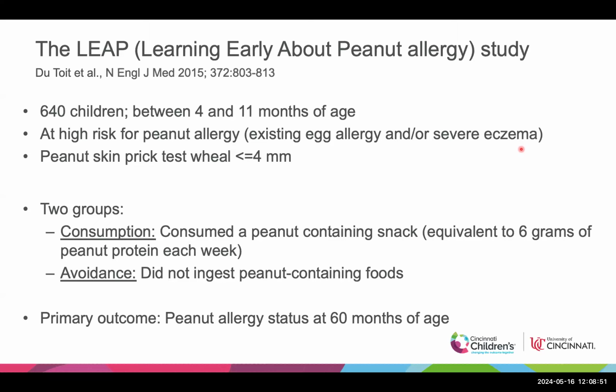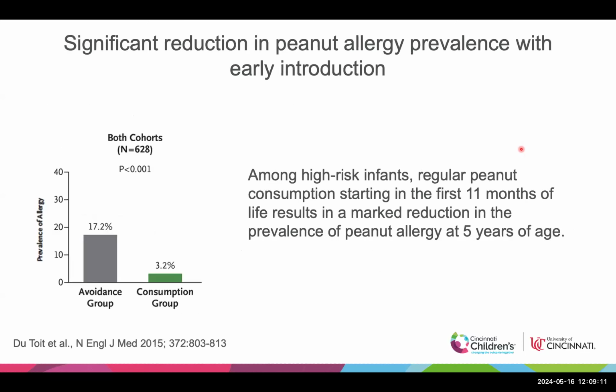A consumption group consumed a peanut-containing snack starting between 4 and 11 months old, when they were enrolled, until 60 months old. It's not only the early introduction, it's also the continued eating of the peanut snack. And an avoidance group did not ingest the peanut-containing food. The primary outcome was peanut allergy at 60 months of age. They saw a significant reduction in peanut allergy prevalence with early introduction. The avoidance group, those that did not consume peanut, had a 17.2% prevalence of allergy and a 3.2% prevalence of allergy in the consumption group.